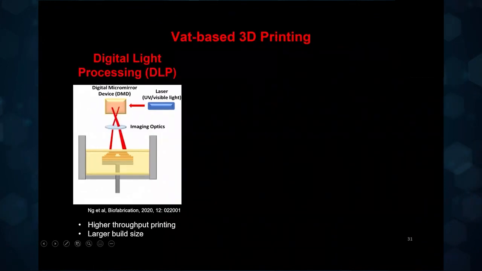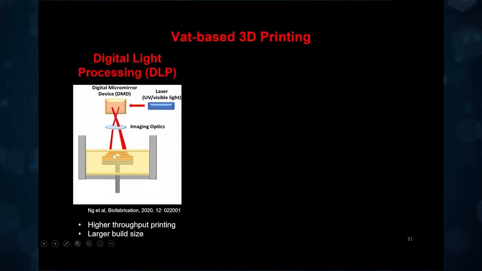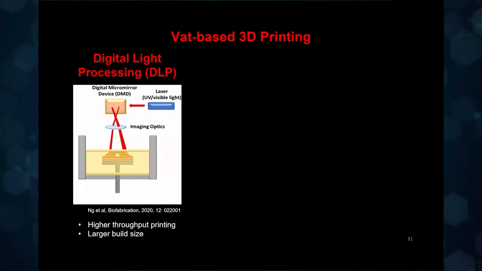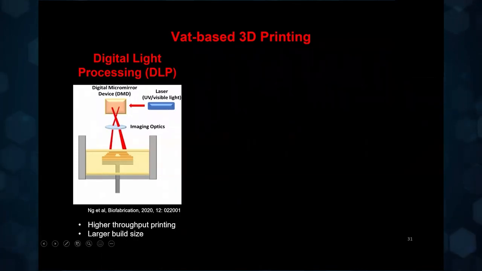There are other variations of this vat-based printing. So you can use what is called digital light processing. Instead of using a laser where you're moving from one spot to another and that slows you down, you can just do it in a flash in a layer by using this digital micro mirror device. So here, instead of doing it point by point, it is like plane by plane, which means that you get higher throughput printing and you can actually build much larger sizes.